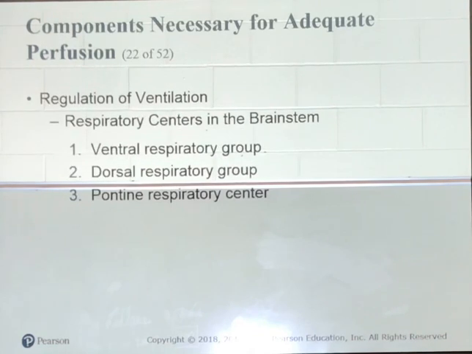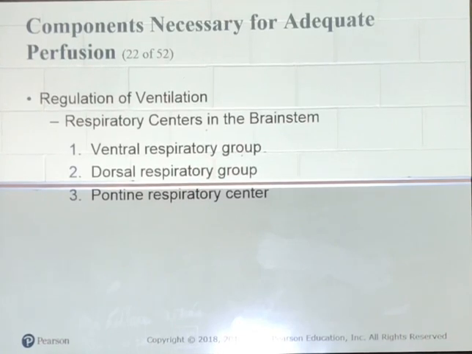All right, there are 3 respiratory control centers in the brain: the dorsal respiratory group, the ventral respiratory group, and the pontine respiratory center. The ventral respiratory group and the dorsal group are located in the medulla oblongata. I just like saying that. The pontine, also referred to as the pneumotaxic center, is located in the pons of the brainstem. These centers have sensory input and transmit impulses to the skeletal muscles controlling ventilation, causing them to either contract or relax depending on the impulse.